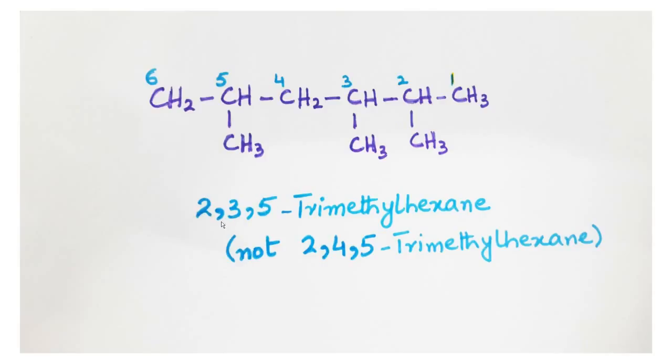So this is 2,3,5-trimethylhexane, not 2,4,5-trimethylhexane. So you have to be very careful. You have to choose the name that gives the lower number at the first point of difference.